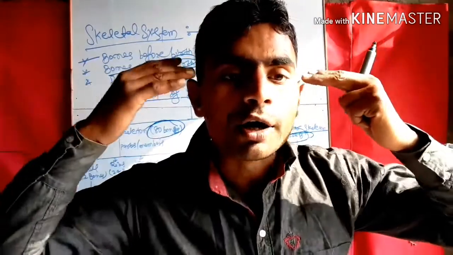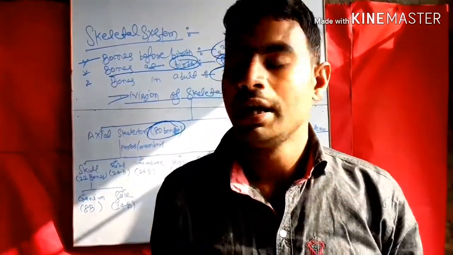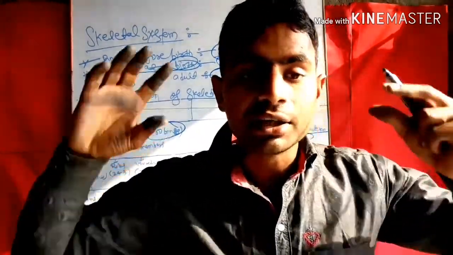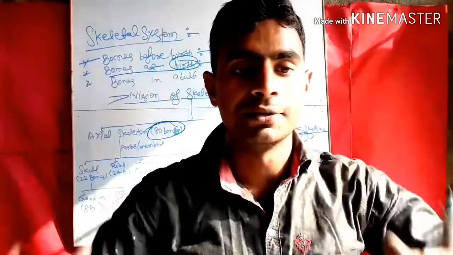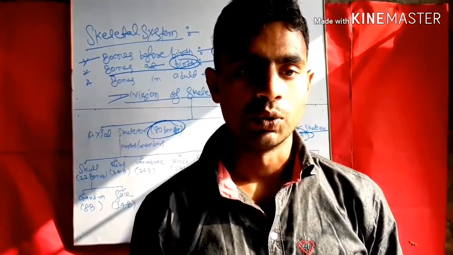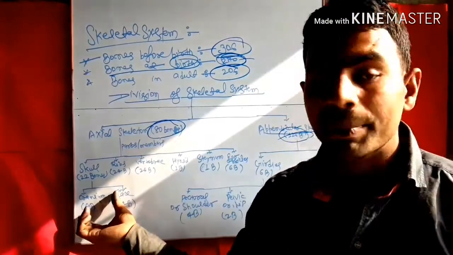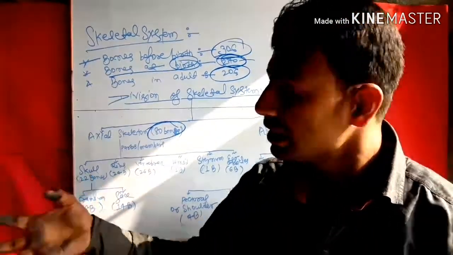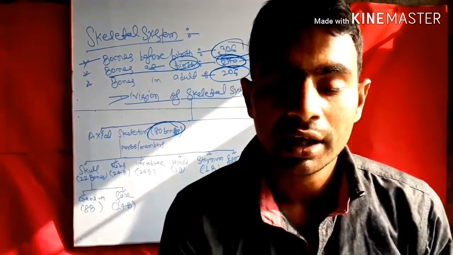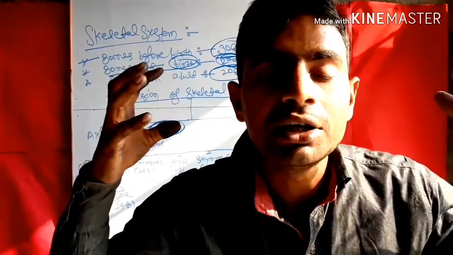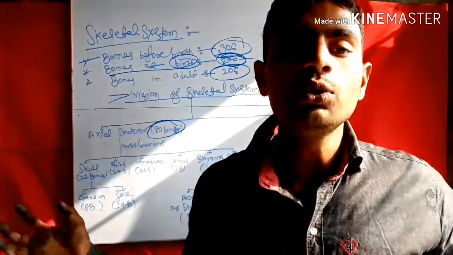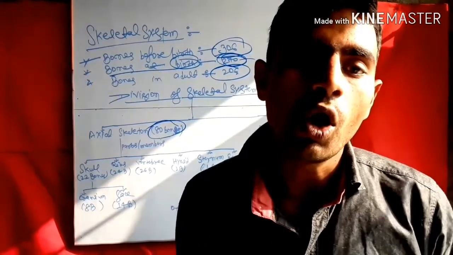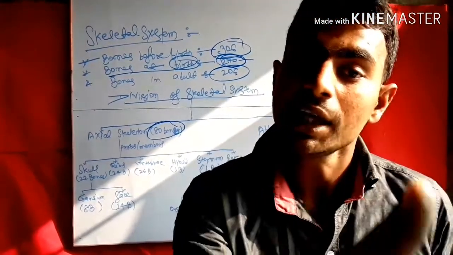Cranium is the cover of the brain, and the skull is also the hardest cover of the brain. Cranium is the brain box, because the brain is present inside the cranium. Cranium is the outer layer of the brain. Due to this, cranium is called the brain box, and in the cranium 8 bones are present.